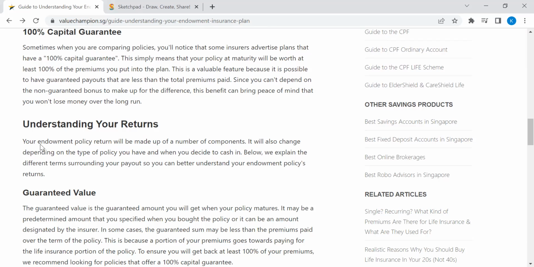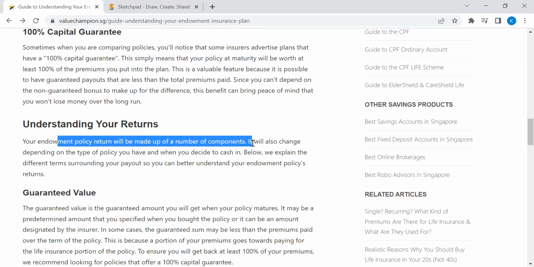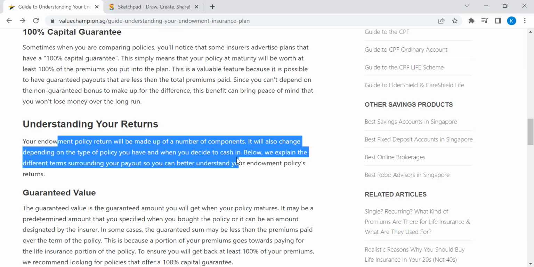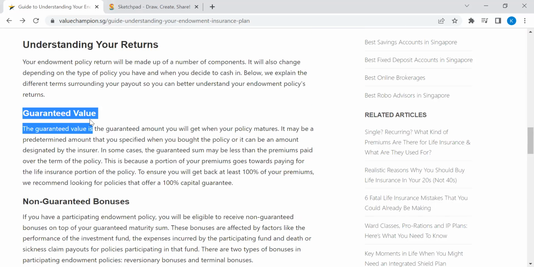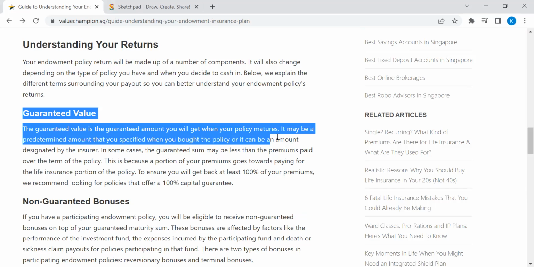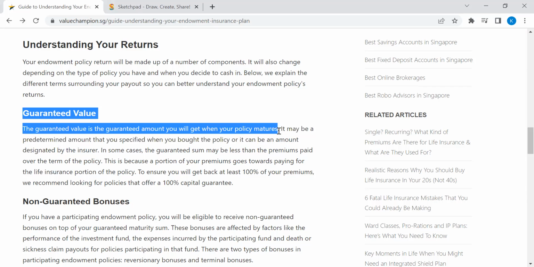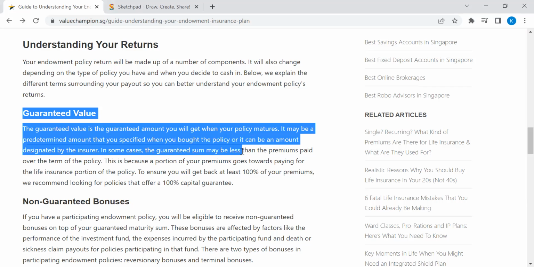Understanding your returns. Your endowment return will be made up of a number of components. It will change depending on the type of policy you have, and when you decide to cash in. Below, we explain the different terms. Okay, first is the guaranteed value. Guaranteed value is the guaranteed amount that you will get when your policy matures. It may be a predetermined amount that is specified when you buy a policy. In some cases, the guaranteed sum might be less than the premium paid over the policy term. That's correct, not all plans are capital guaranteed.